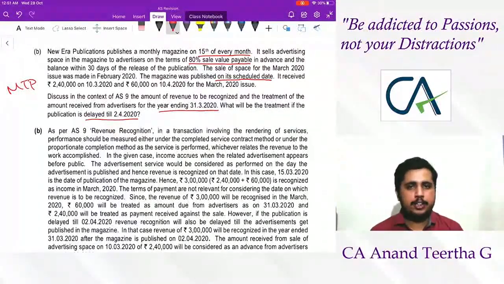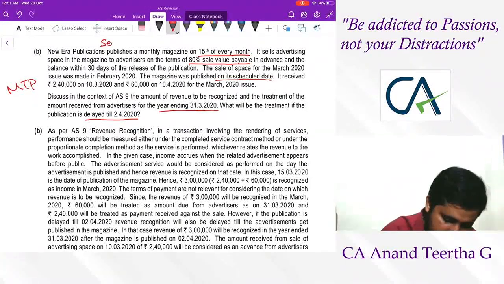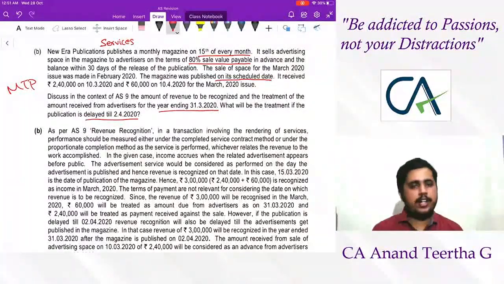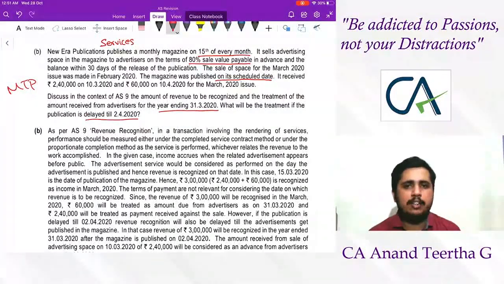Now the point to be understood over here, first, this is publication. If it is publication, it is actually services. Now if rendering of services should take place, either it is proportion or completed service contract. Proportion, if at all there is more than one act in the contract. The completed service, there is only one act. If you could see here, when can you recognize revenue? When you publish it. That is your service.